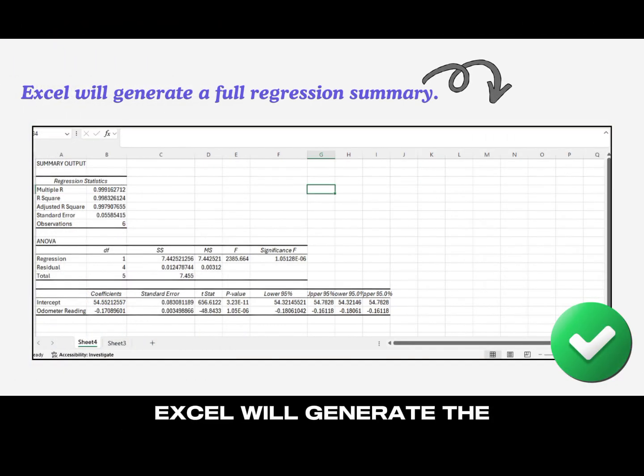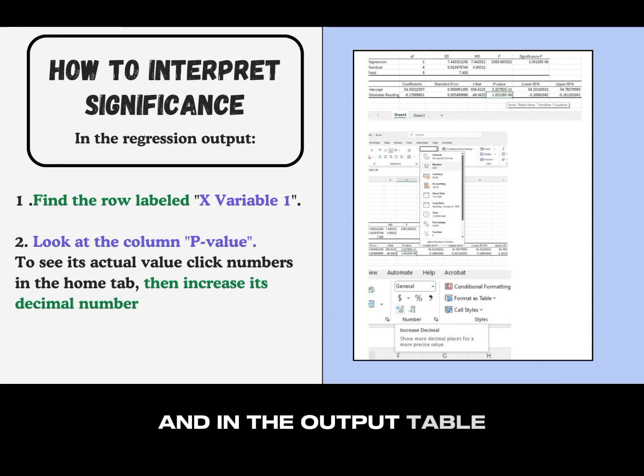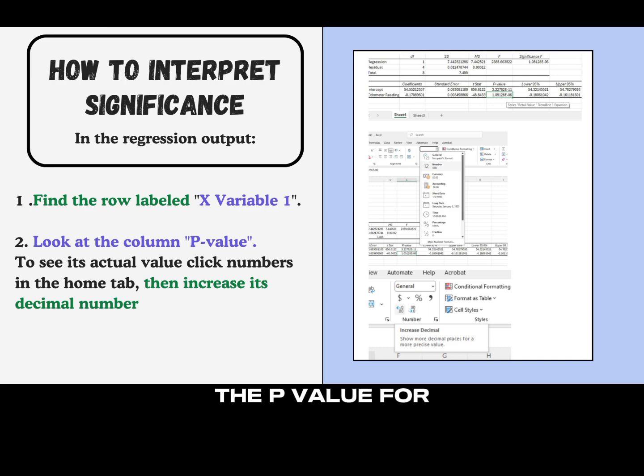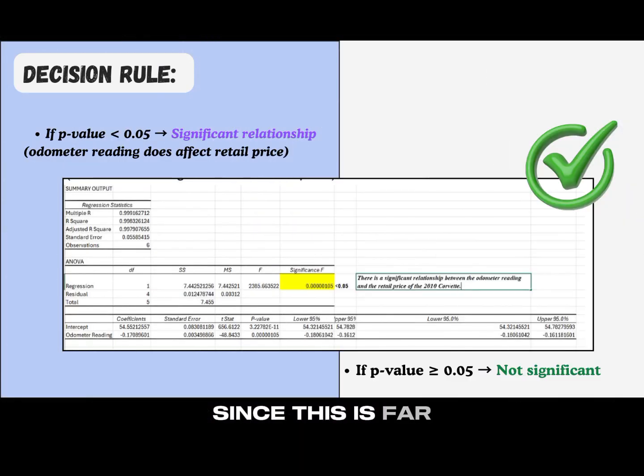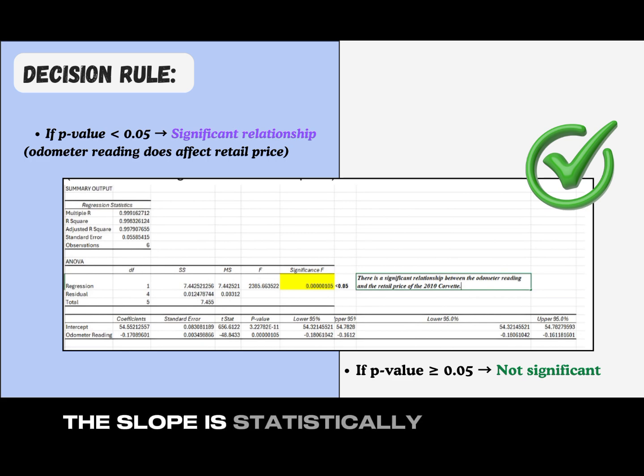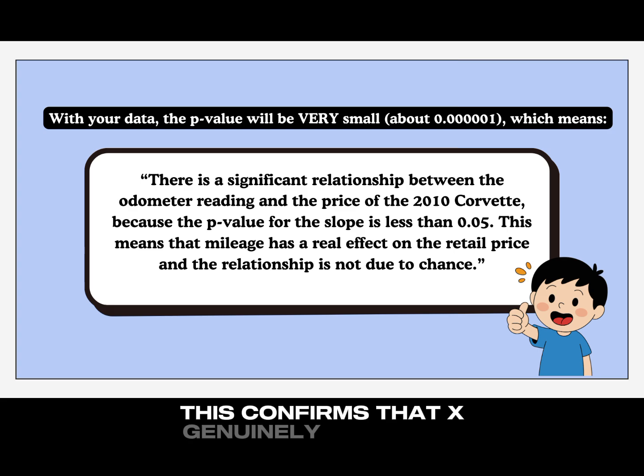Excel will generate the complete regression output, and in the output table, the p-value for X Variable 1 is extremely small, around 0.000001. Since this is far below 0.05, the slope is statistically significant. This confirms that X genuinely affects Y.